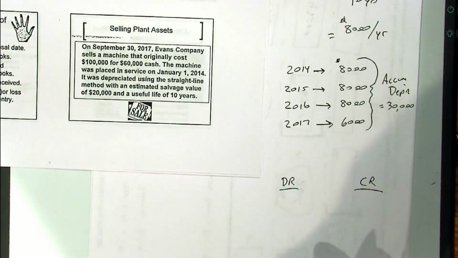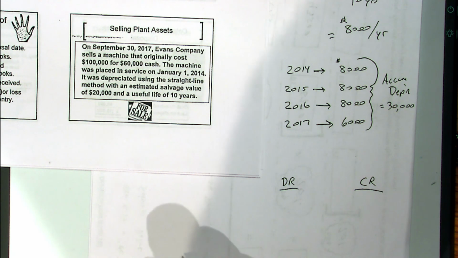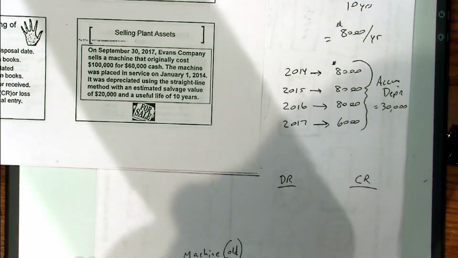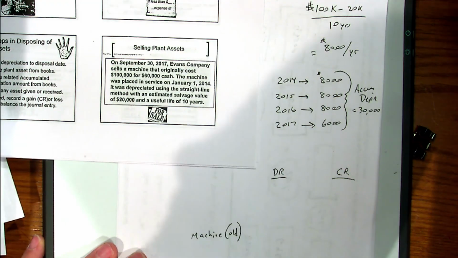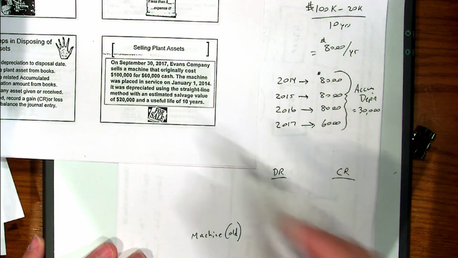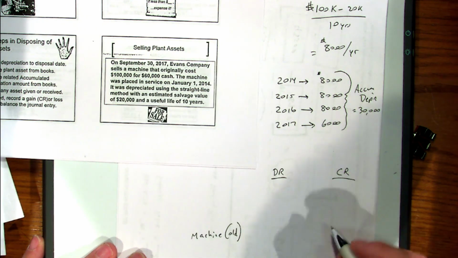Okay? All right. The second step was remove the plant asset from the books. Is that correct? Is that right? So we are going to credit machine. This is the old one. We're going to credit machine for the cost. What was the cost of the machine originally? 100,000.